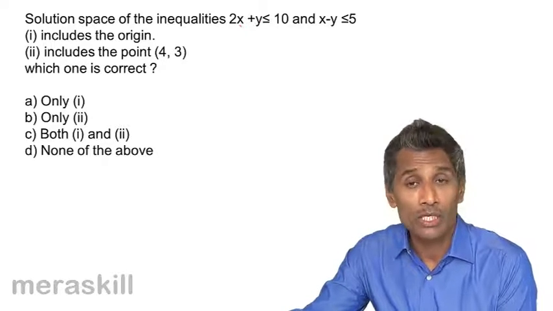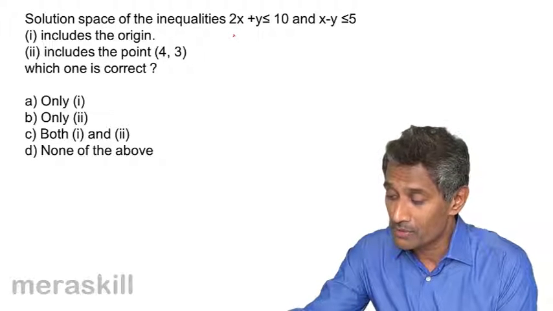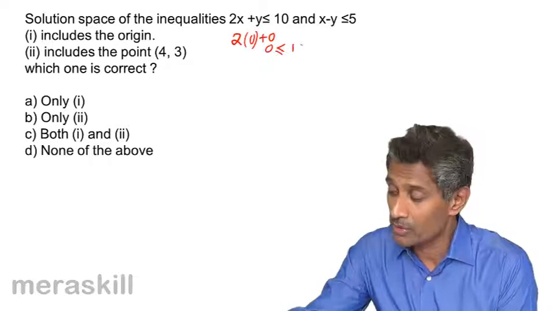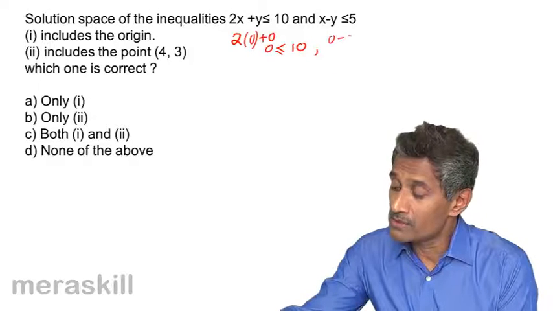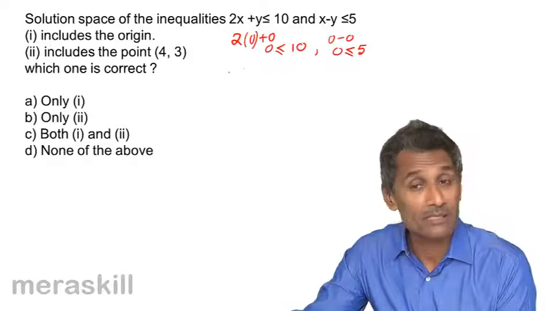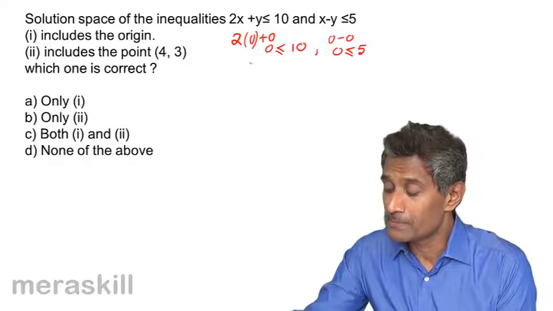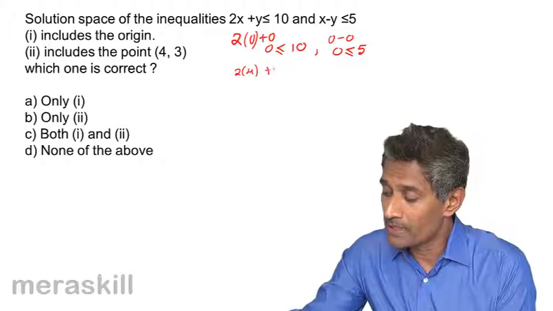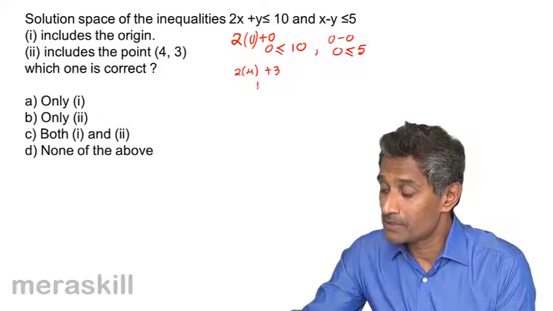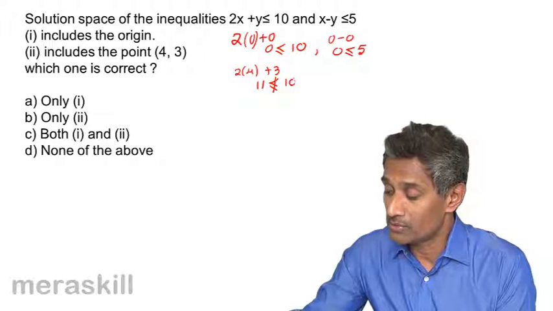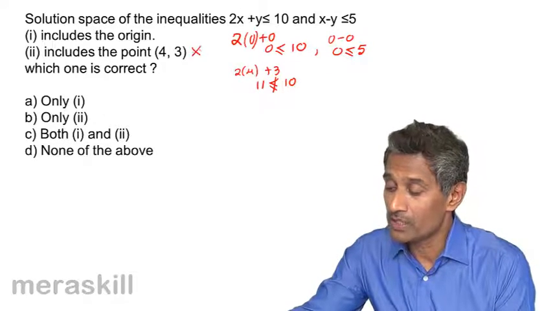So let's substitute the coordinates of the origin. So we have 2 into 0 plus 0, which is nothing but 0. Yes, 0 is less than or equal to 10. Similarly, 0 minus 0 is 0. 0 is less than or equal to 5. So yes, origin satisfies the inequations. Let's take this particular example 4, 3, the other point. 2 into 4 plus 3, that is 8 plus 3, 11, is definitely not less than or equal to 10. So definitely 4, 3 is not part of this.